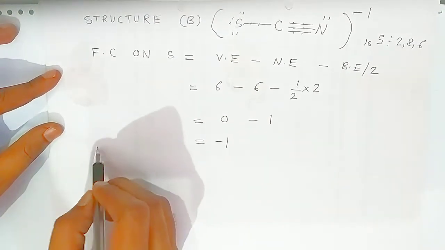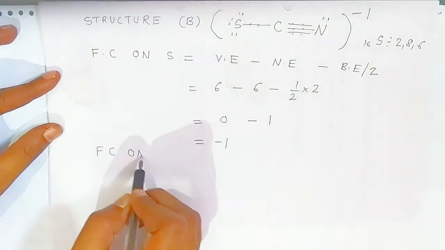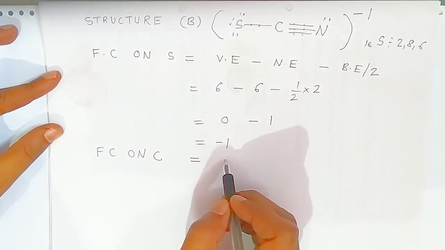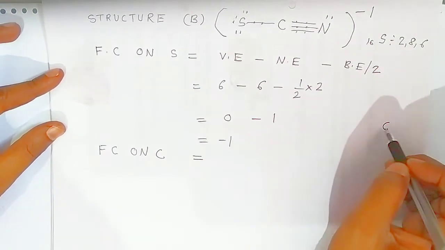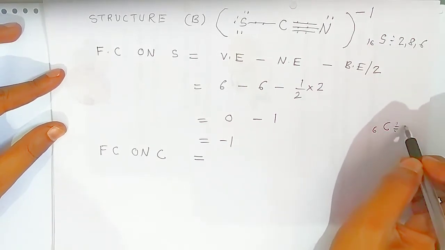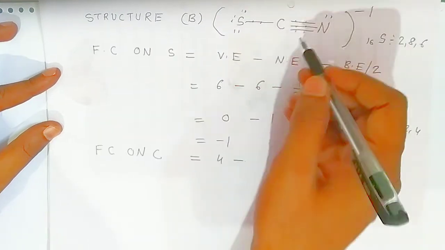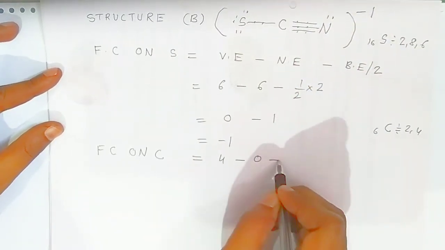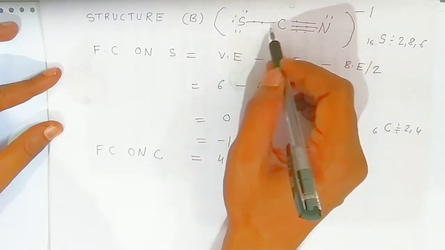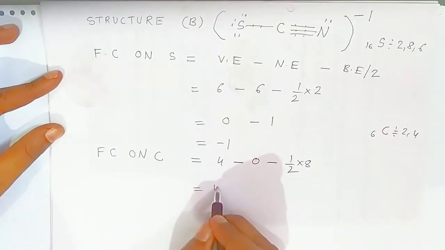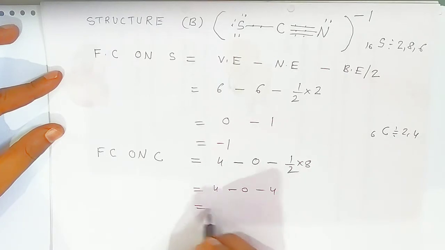In the same way, students, the formal charge on carbon you can find out. The atomic number of carbon is 6, electronic configuration is 2, 4. So 4 will be the valence electrons. 4 minus non-bonding, there are no non-bonding electrons, so 0. There are 8 bonded electrons, half of the 8 electrons is 4. So 4 minus 0 minus 4, that means 0. The formal charge on carbon here will be 0.